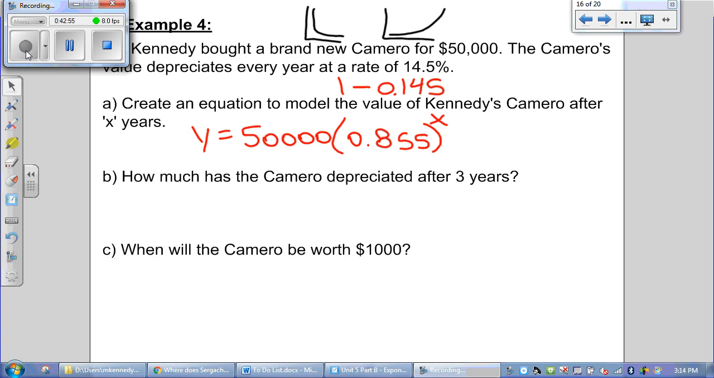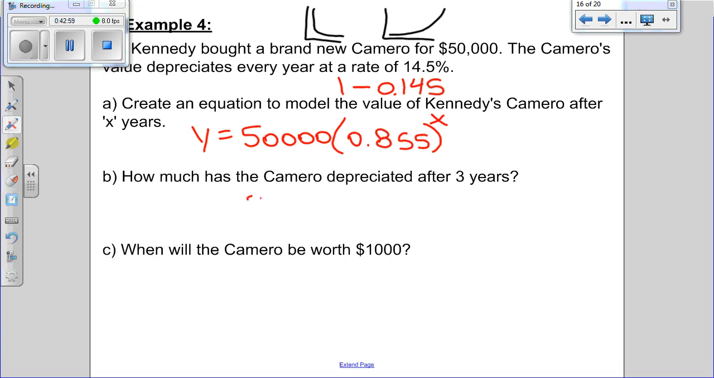When will the car be worth $1,000? You should graph that. So you'd have $1,000 as the Y1, and then the equation is the Y2. Figure out where they cross each other, and that would tell you your time. Technically, I'll put the answer on here. It would take 25 years to be crossed. 24.97.